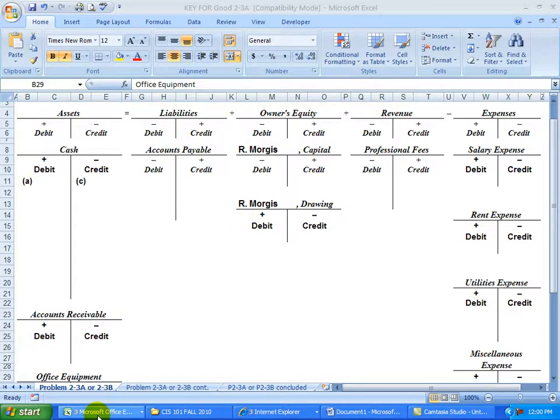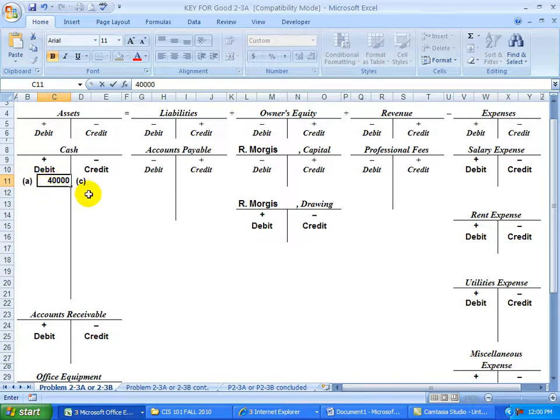Okay, looking at transaction A, it says Morgus deposited $40,000 in a bank account in the name of the business. So cash is going up. So here's cash. We have to debit it to make it go up. We're putting an A in parentheses by it just to keep track, because we're not using dates, so T accounts are too little. And the capital account is going from 0 to 40,000, so it's a plus. Also transaction A for 40,000. Now notice that the debit equals the credit. That will always happen from now on.